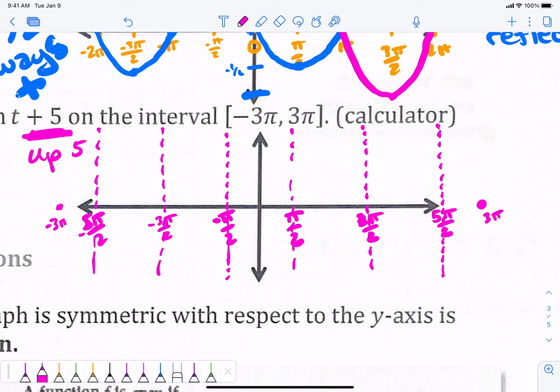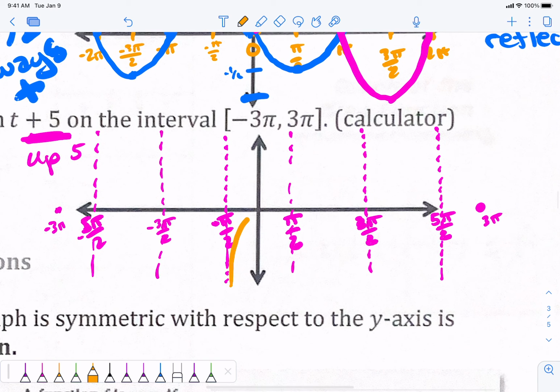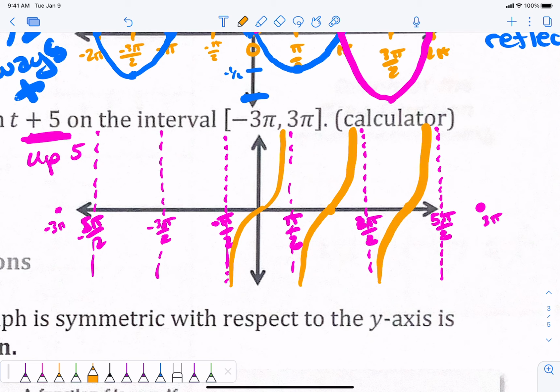Okay, the first graph of tangent looks like this. Let's try that again. There we go. I'm going to put a dot in the center there. Graph it. Put a dot in the center again. Graph it. I'm going to do that over here too. Put a dot in the center. Graph it. Put a dot in the center. Graph it.